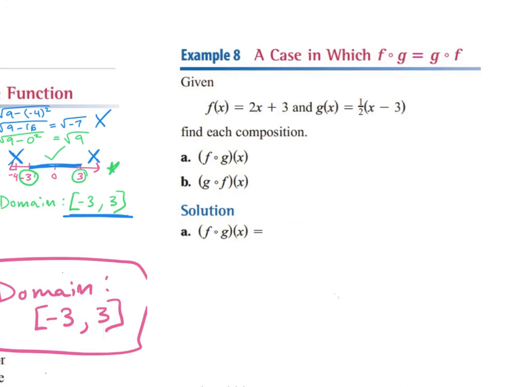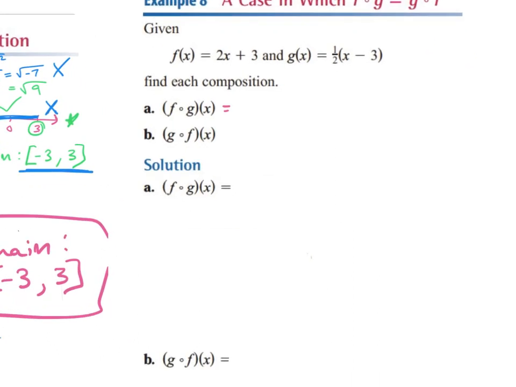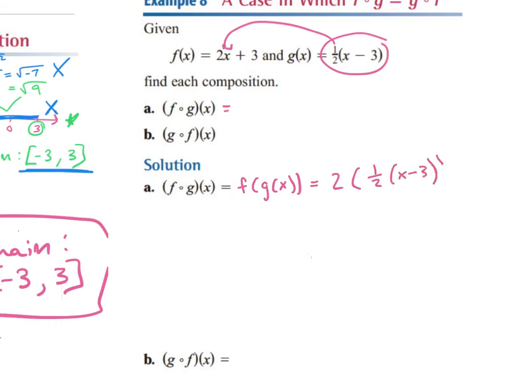Yeah. So here we have two functions, f of x and g of x. We need to find f of g of x. So for the first one, this is the same thing as f of g of x. So we need to take our g of x and plug it into our x in f of x. So we have 2 times 1/2 times x minus 3, plus 3.